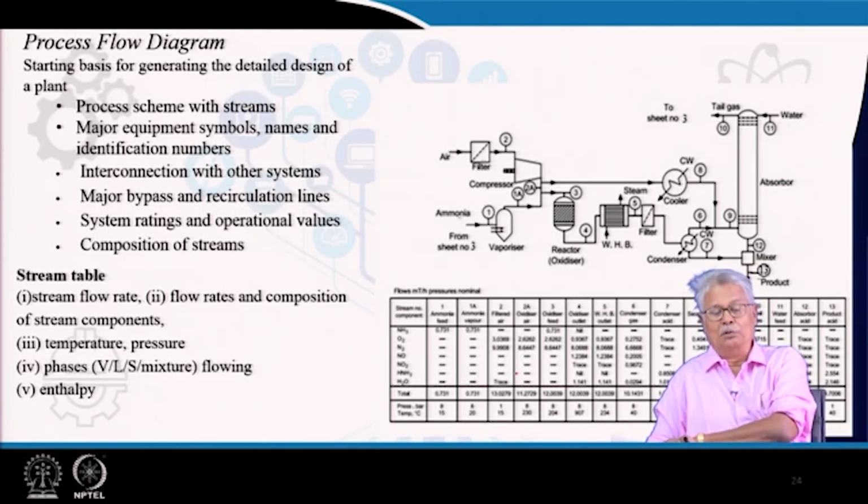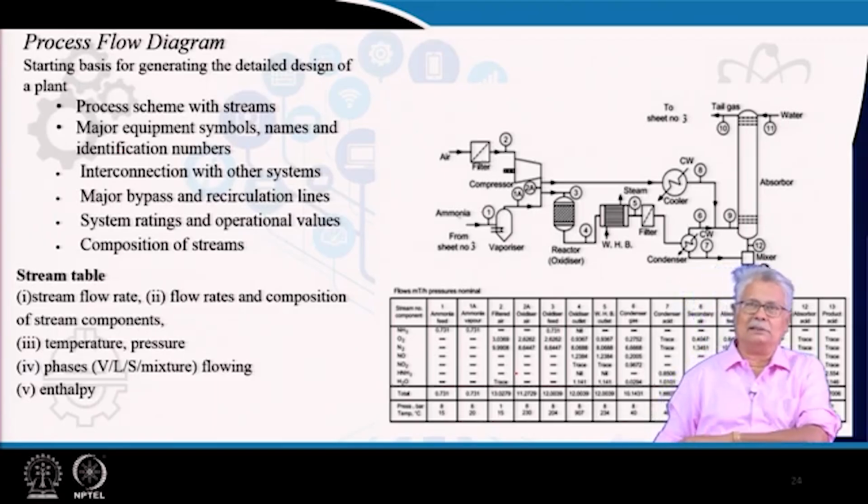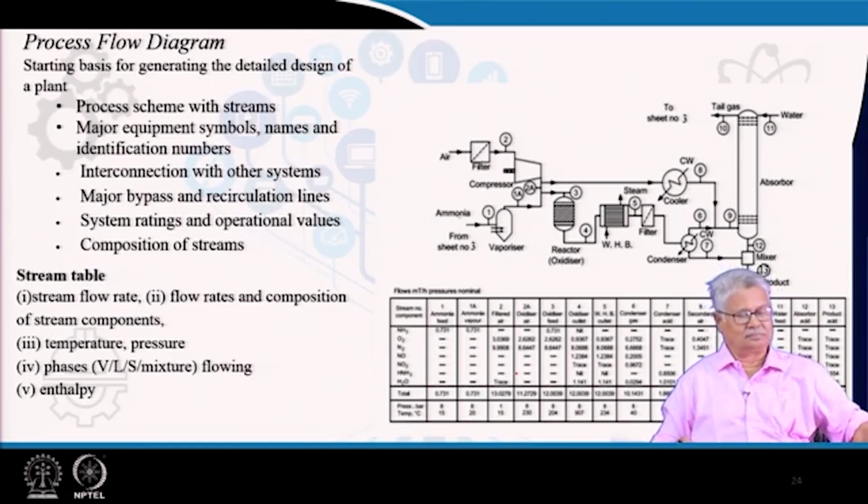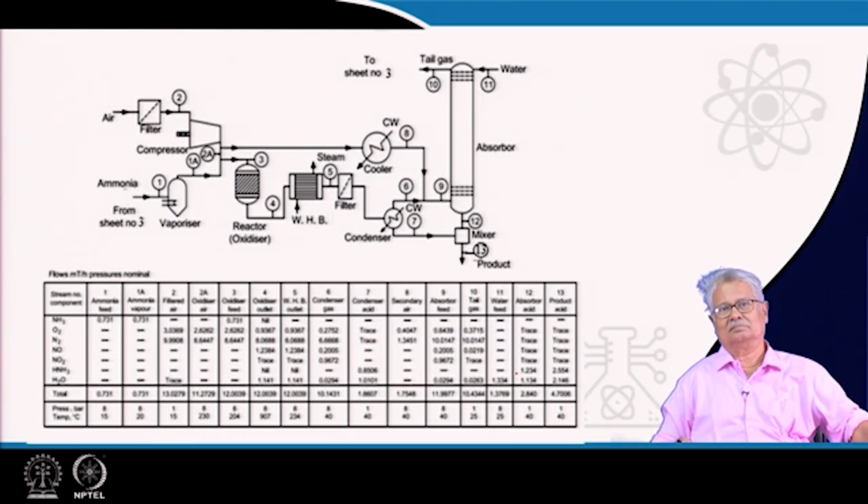Now, you definitely will be having a stream table, which is the table that you can see here below the diagram, which contains the stream details stream number wise, including phases, temperature, pressure, enthalpy and flow rate. This is the same thing separately shown.